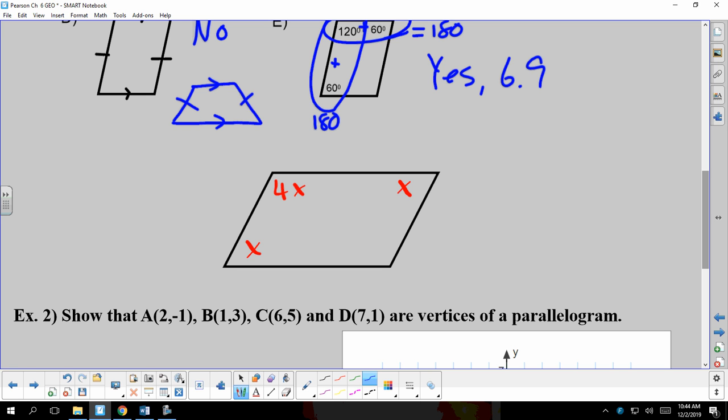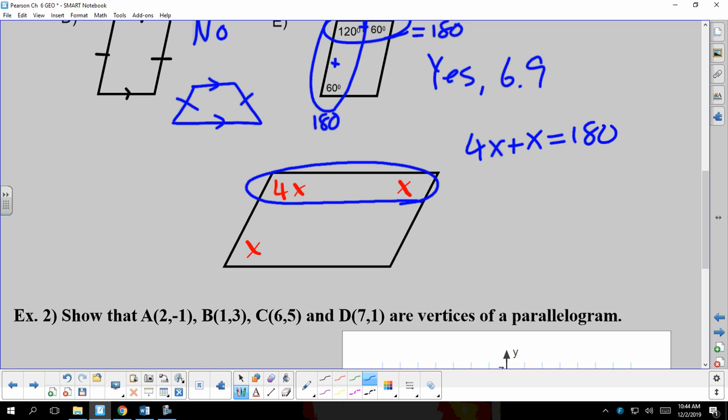Well, we would need something where consecutive angles are in fact supplementary. So 4x plus x equals 180. 5x equals 180. X equals 36. So what would these angles actually be? I know it does math, but might as well. This would be 36. And this would be 144 degrees.